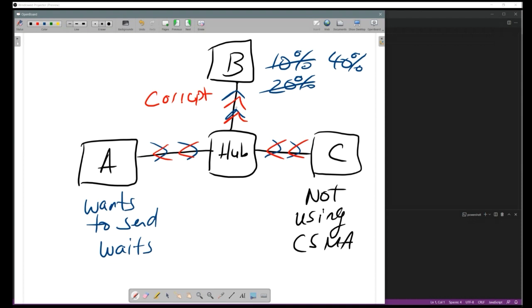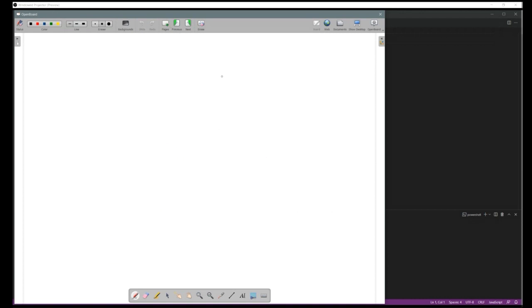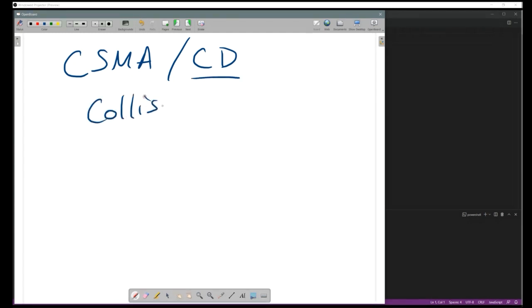Because A is transmitting and C is transmitting, this gets corrupted. Okay, so the transmission fails. So there was an addition, an amendment made to CSMA. The first upgrade was CD, collision detection.